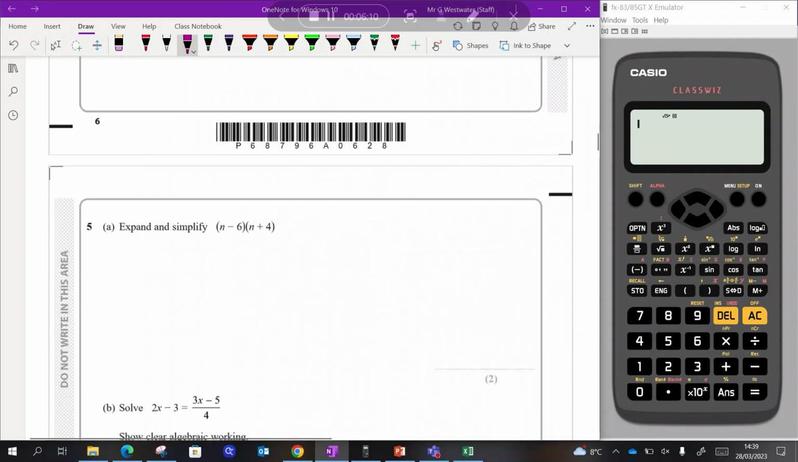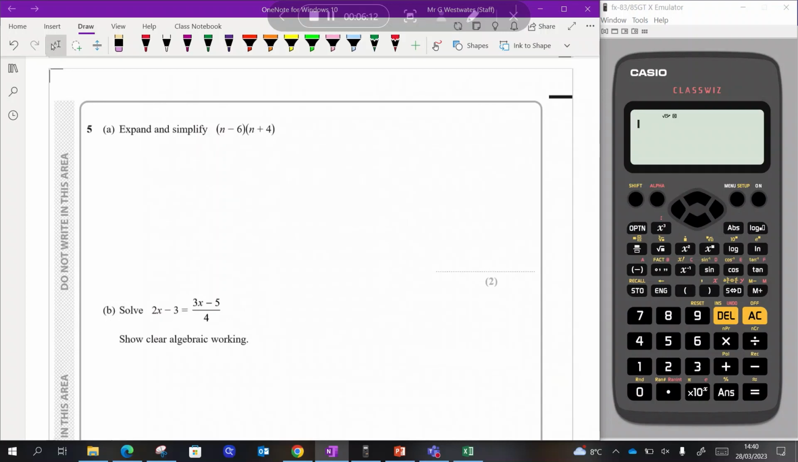Okay, on to question 5. Expand and simplify. So n times n squared, n times plus 4, 4n, minus 6n, and then minus 24. The 4n minus 6n is minus 2n, leaving us with n squared minus 2n minus 24.